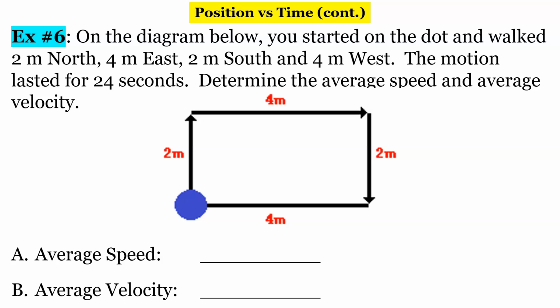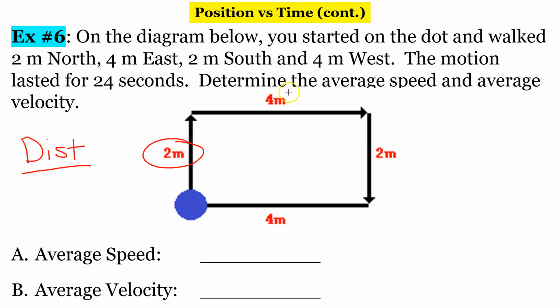It says in the diagram below, you started on the dot and you walked 2 meters north, 4 meters east, 2 meters south, 4 meters west. The motion lasted for 24 seconds. Determine the average speed and the average velocity. Let's start by finding the distance. For the distance, we just add up all of the distances that we covered.